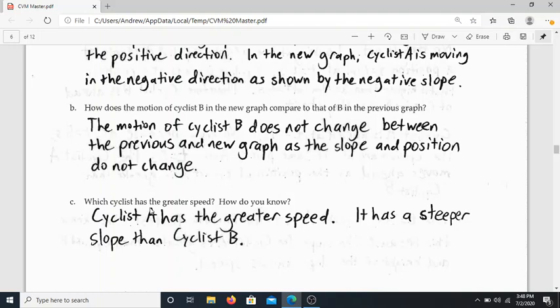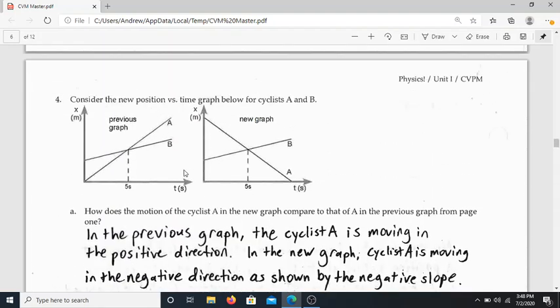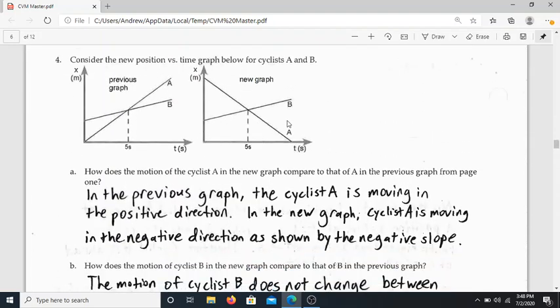All right? So if we're looking at these two things, cyclist A is the steeper of the two lines. Now, one thing you might write down is you might look at this line and say, yeah, but it has a negative speed, a negative velocity. That means it has to be less, because this is a positive velocity.